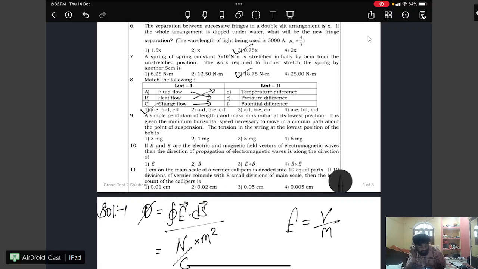Now next ninth problem they are saying is a simple pendulum of length L and mass M is initially at its lowest position. It is given the minimum horizontal speed necessary to move in the circular path about the point of suspension. Minimum speed root 5 gr will be the speed to complete a vertical circle. We have learned that at the lowest position root 5 gr will be the minimum speed. So the tension in this string at the lowest position will be, so let's see.